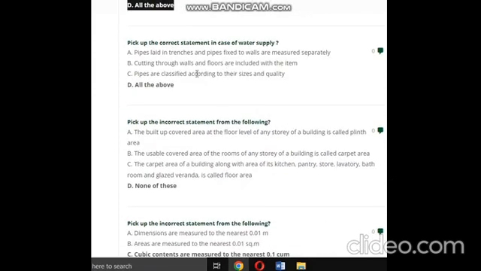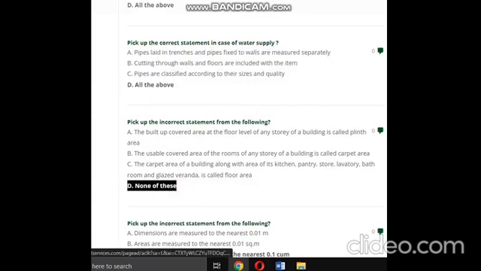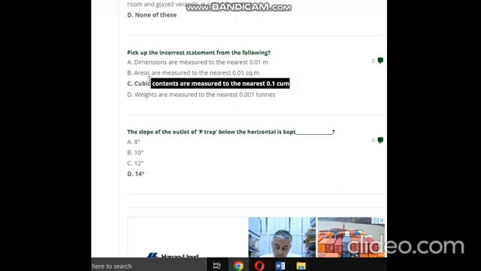Pick up the correct statement in case of water supply. All of these. Pick up the incorrect statement from the following. None of these. Pick up the incorrect statement from the following. This was the one question that came, and incorrect is answer C. Cube content is measured to the nearest 0.1 cubic meter, and this sentence is false. The other three sentences A, B, and D are true.